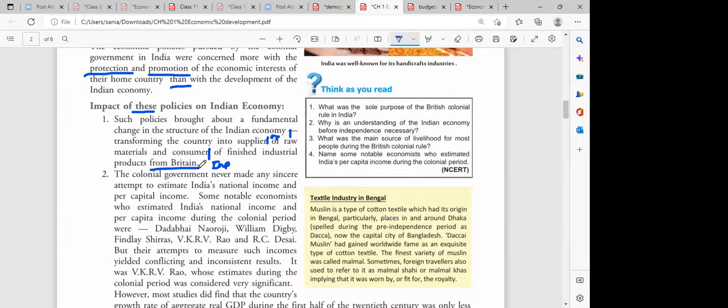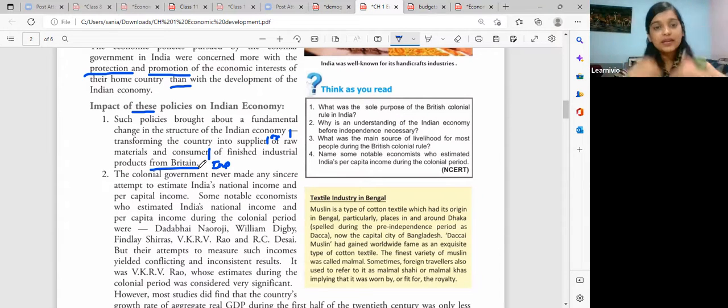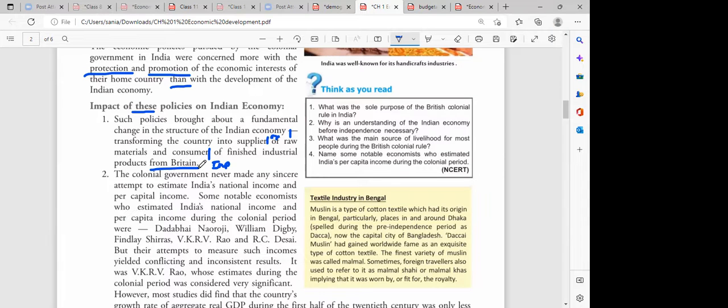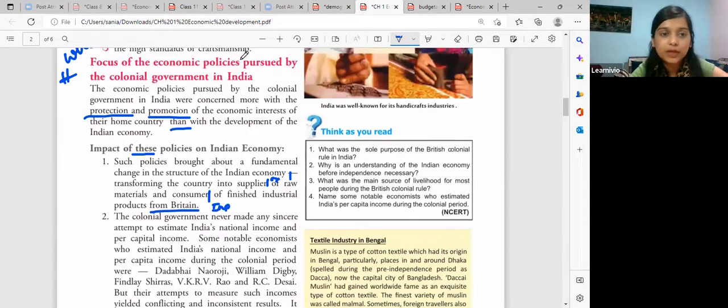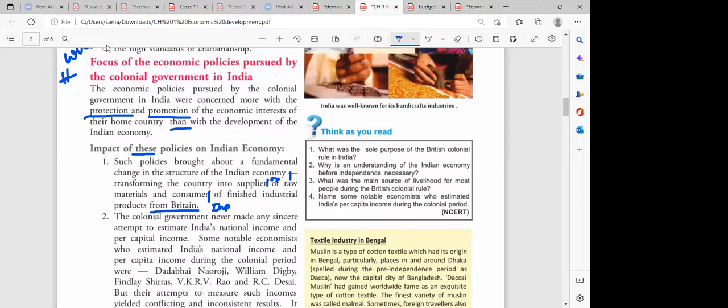So basically what happened? Fundamental structure change. India now became an importer, or you can say consumer, of finished goods from Britain, and exporter or supplier of raw material. Clear? First point? So you first will write: impact of Britishers' economic policies on Indian economy. Or you can just write it like this, and the first point just write it down. Then I'll explain the second point.